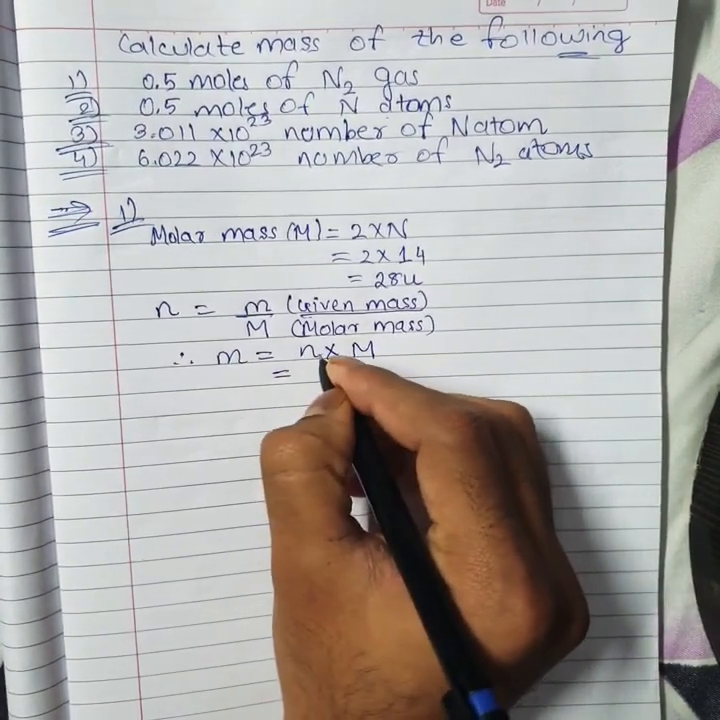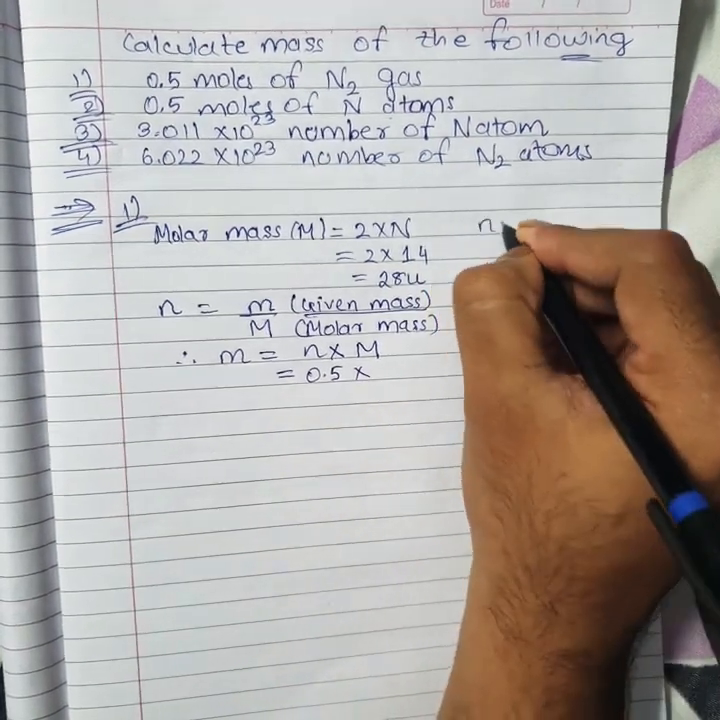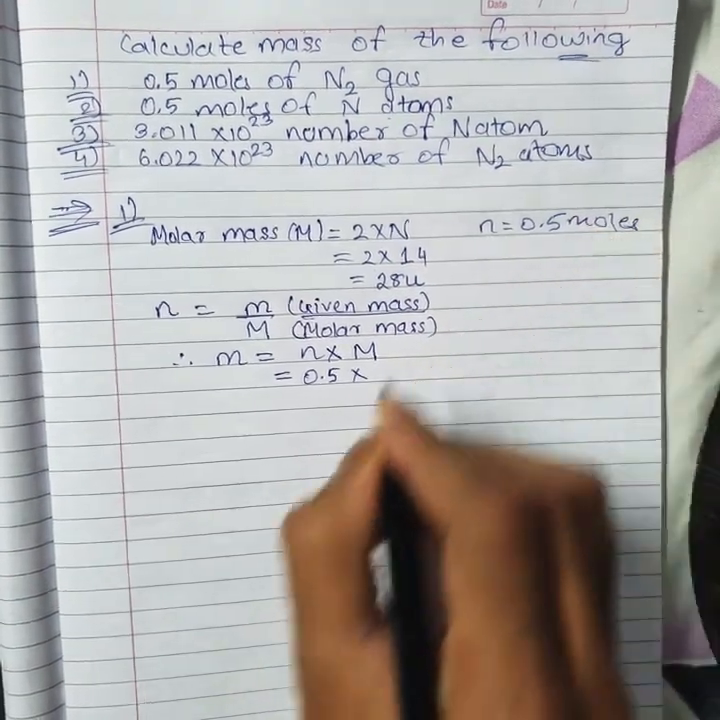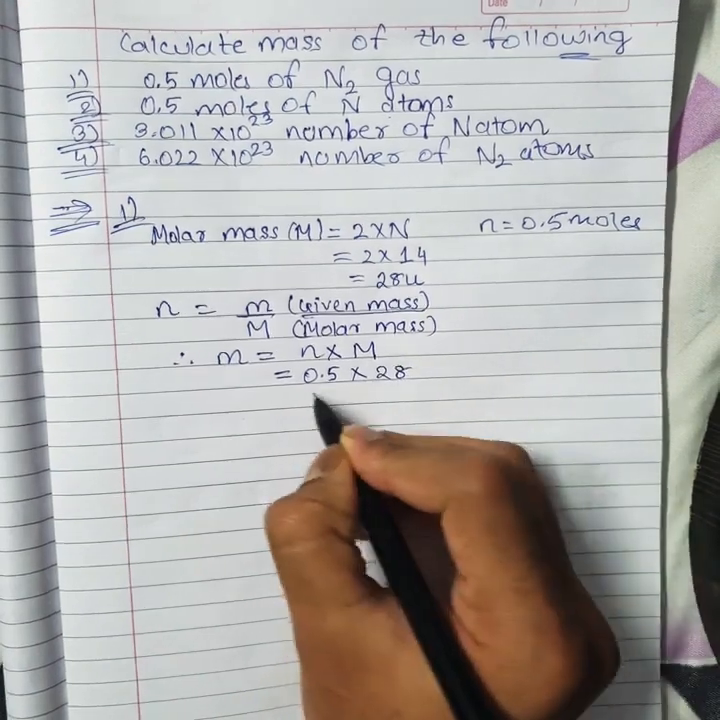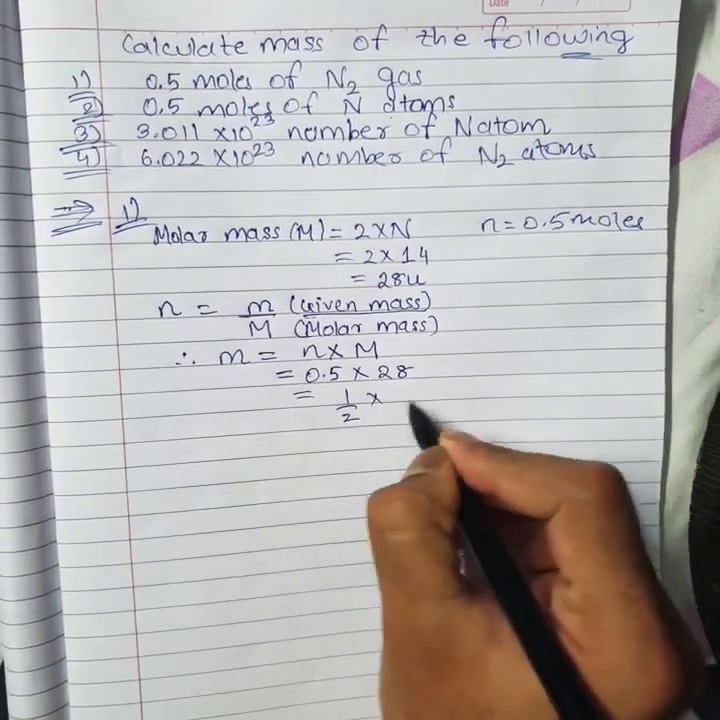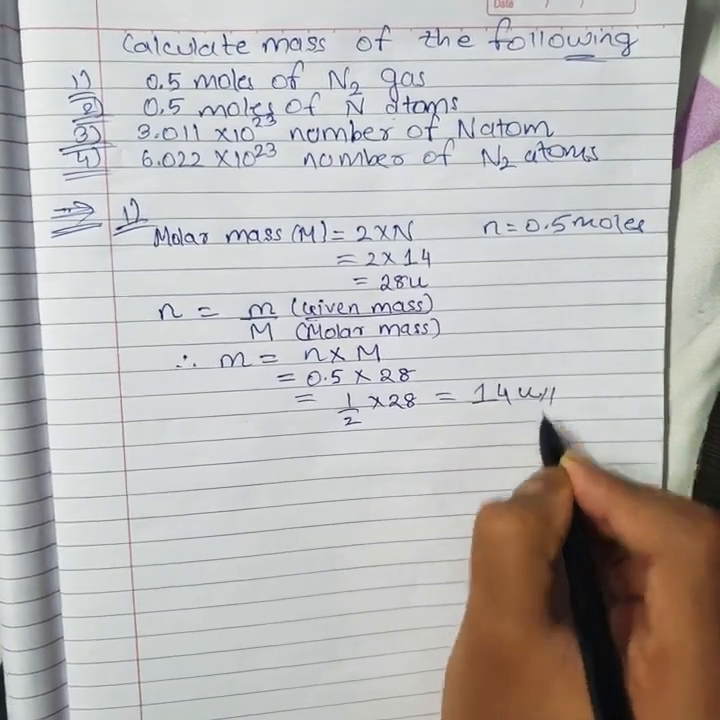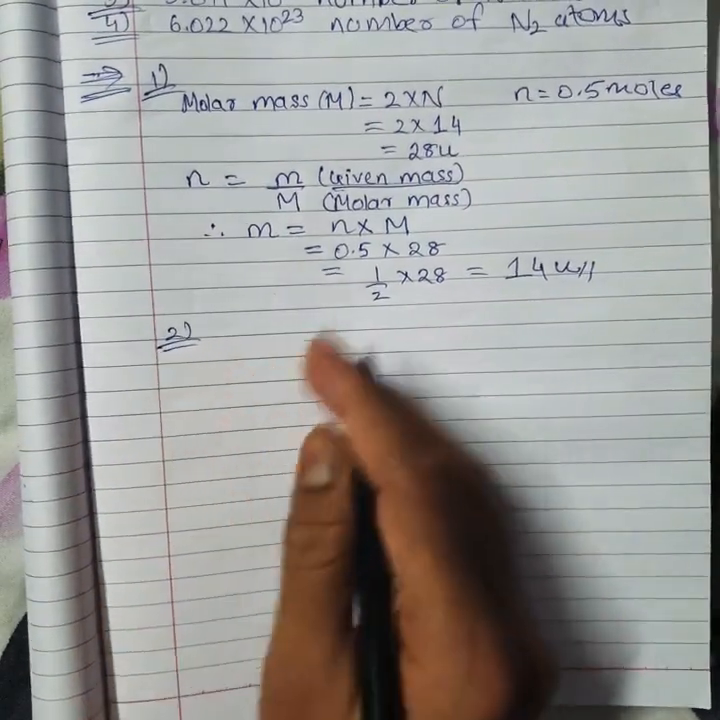Here n is given as 0.5 mole. It is already mentioned in your question that n is nothing but 0.5 moles. So 0.5 into the molar mass, that is 28, that is 1 by 2 into 28. The answer will be 14 u. Any doubt? Okay, I think this concept will be clear.